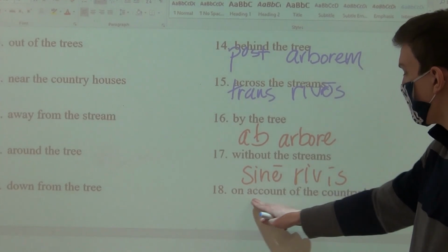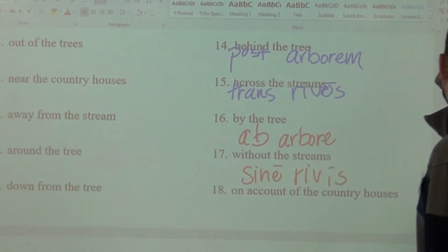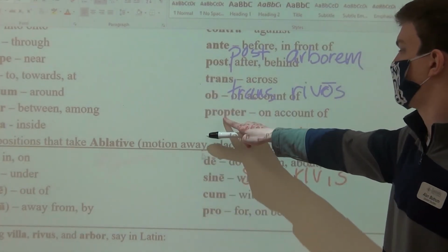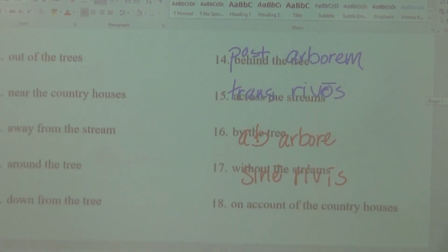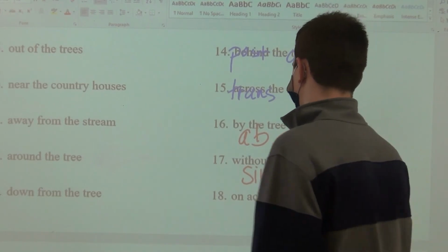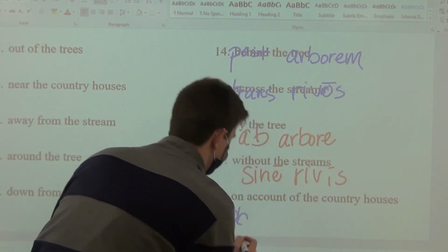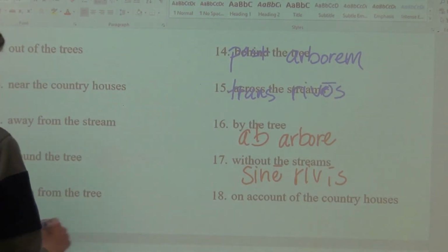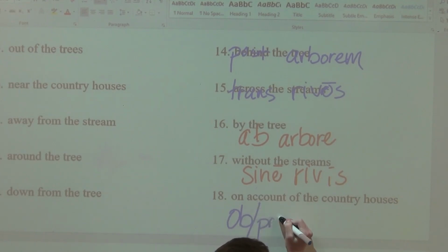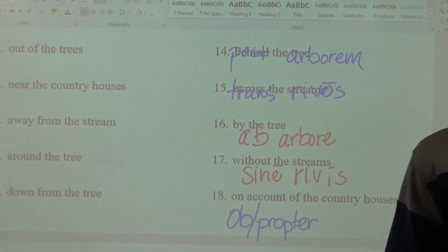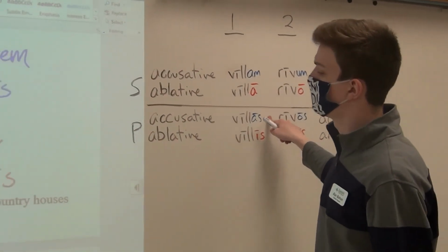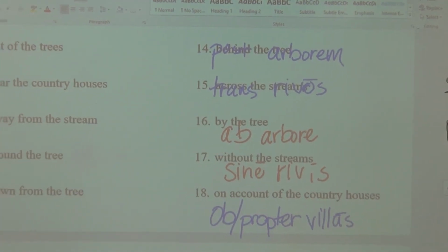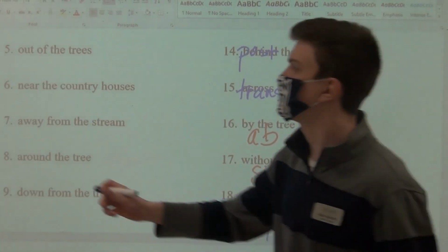And then the last one, on account of the country house, we scroll all the way up. On account of, it could be either ob or propter. So, scroll back down, and so we're going to make it blue, because it takes the accusative. Okay. Ob, propter, and then country houses, accusative, plural. Villas.